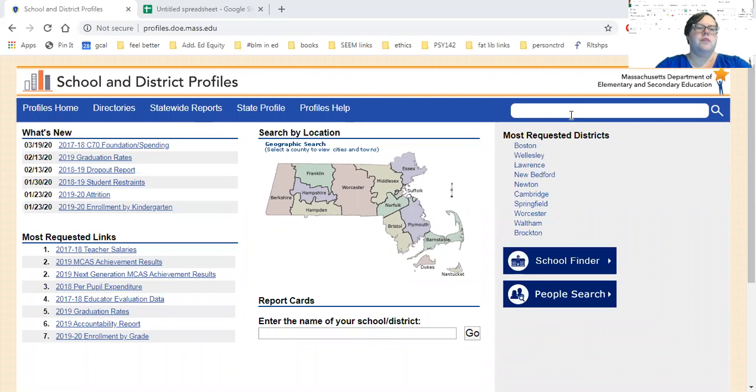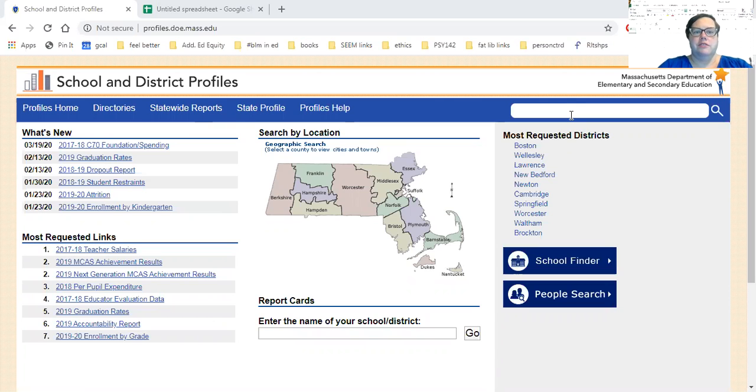Hi everyone. I wanted to just do a quick walkthrough of some of the ways that you can use the Department of Education in Massachusetts School and District Profiles website. There's a lot of really great ways that we can use this resource to get some really meaningful information about equity. So I wanted to share that with you right now.